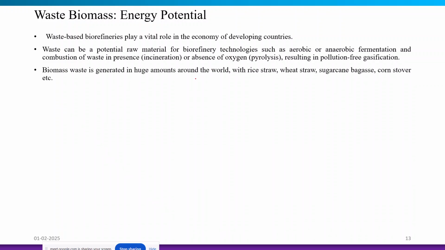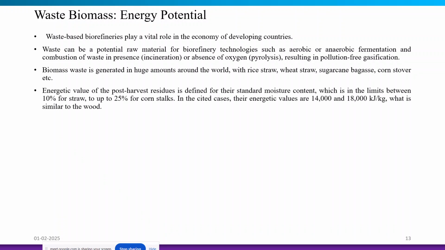Biomass waste is generated in huge amounts all over the world. If you consider agricultural waste, like rice straw or wheat straw, or the waste from the sugarcane-based industry, a huge amount of waste is generated as sugarcane bagasse. And corn stubble, you can consider those as biomass waste. Industrial waste as well contains biomass.